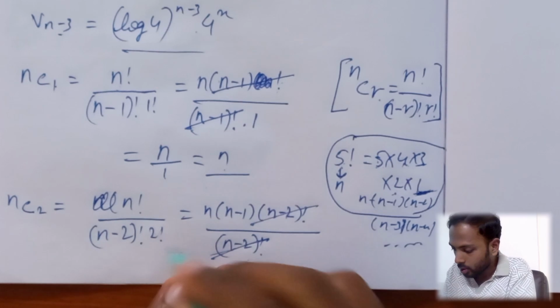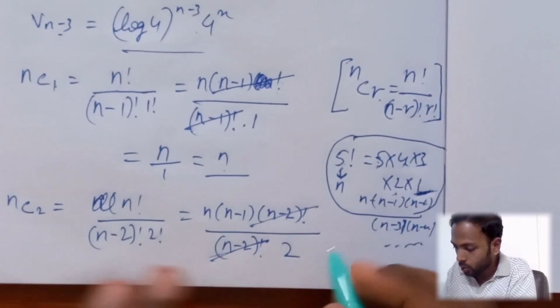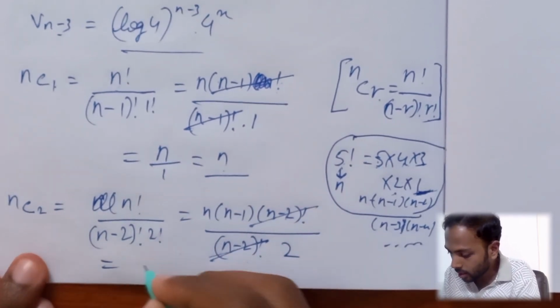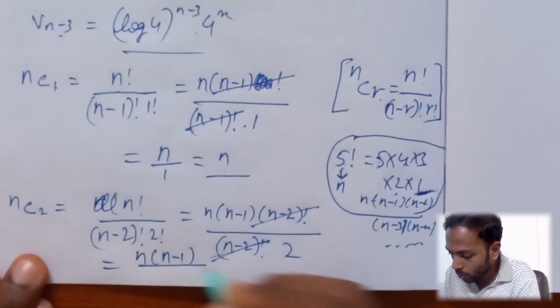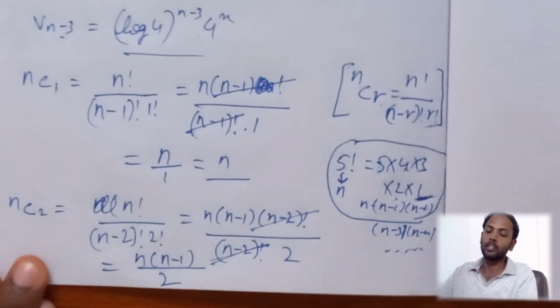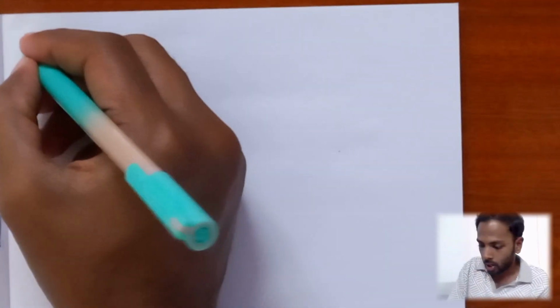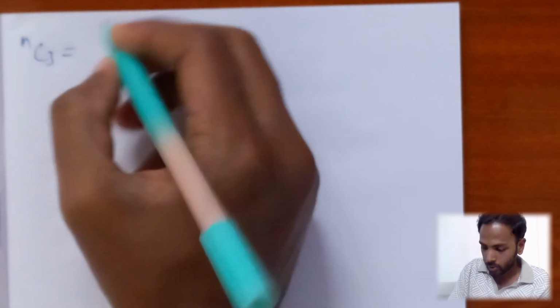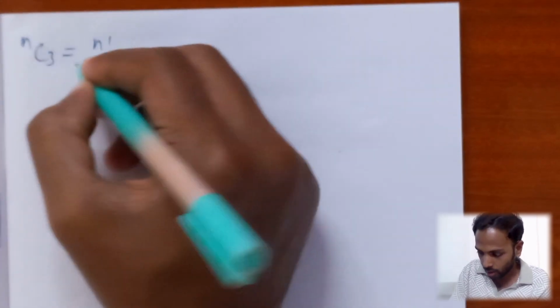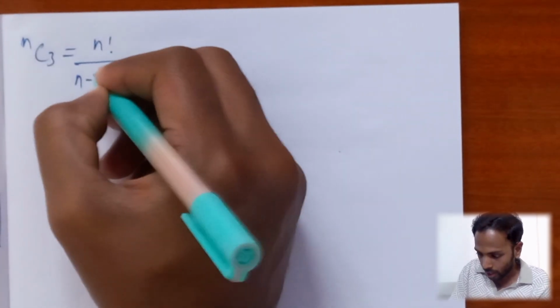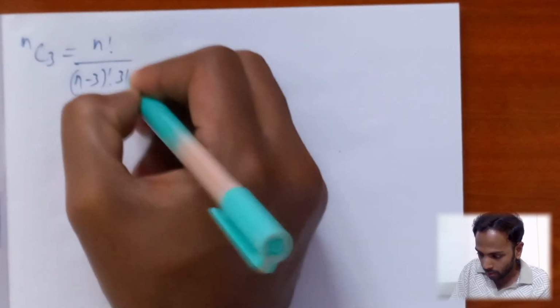So 2 factorial is only 2. So the remaining is n into n minus 1 by 2. And then quickly let's find the NC3 now. This is the last one. NC3 will be n factorial over n minus 3 factorial into 3 factorial, right?